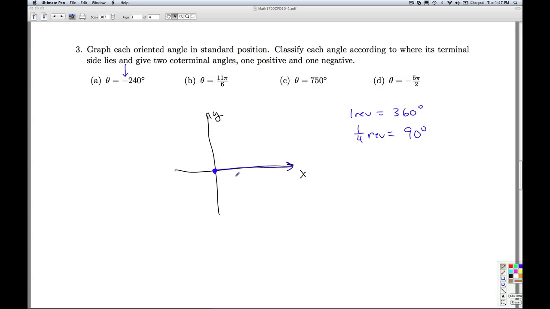So I start here, I rotate to there is 90 degrees. That would be 180 degrees. That would be 270 degrees. And so this is going to be 30 degrees shy of that. So I'm going to rotate around 90, 180, and then an additional 60 degrees. And that's going to give me theta is negative 240 degrees. Since the terminal side of theta lies in quadrant 2, we would classify theta as a quadrant 2 angle.